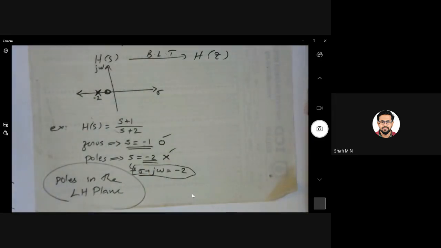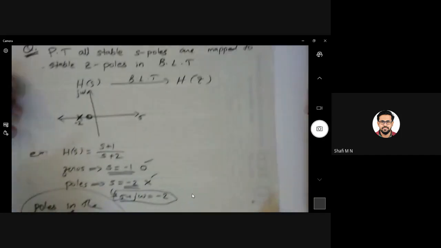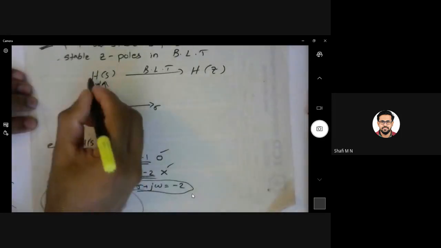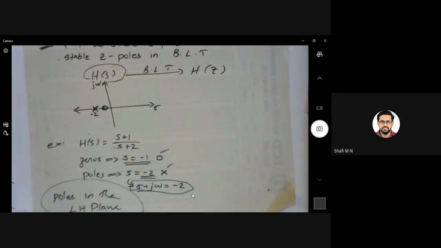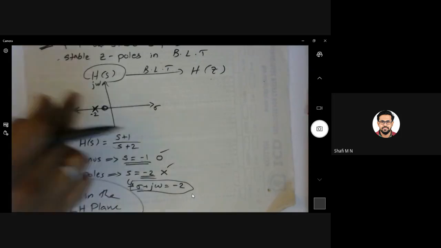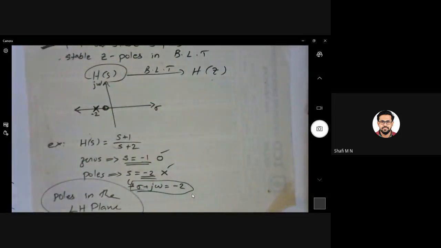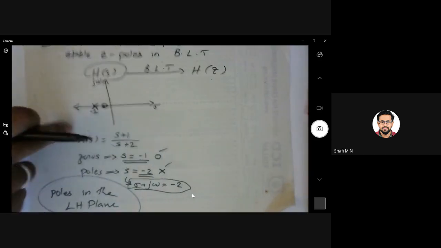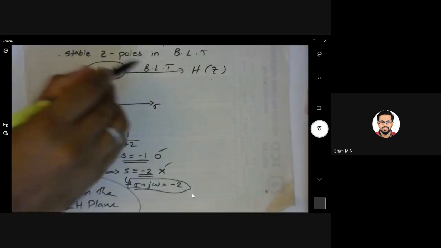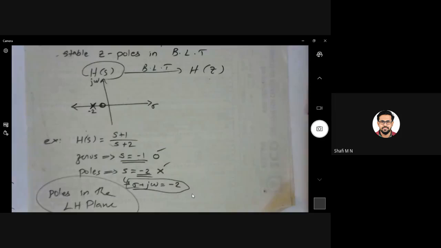So you can say that this system is stable because the poles are in the left half of the S-plane. Clear? So we have designed a stable system in the analog world. A stable system H(s) is designed and you are applying bilinear transformation to convert it to the Z-plane. You should definitely ensure that the stability is not affected by this transformation.